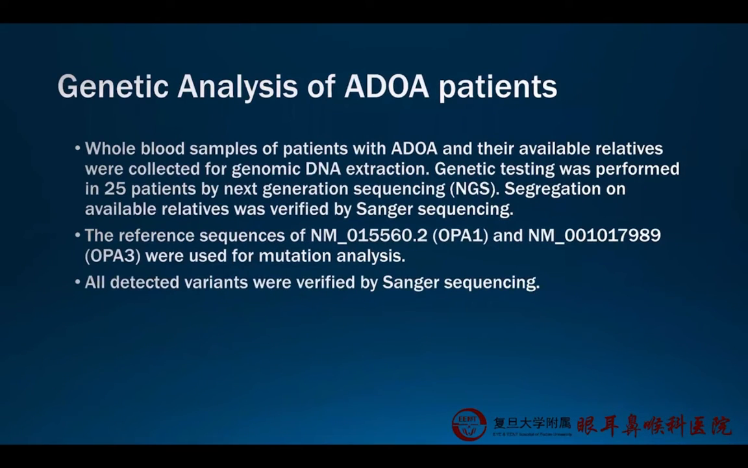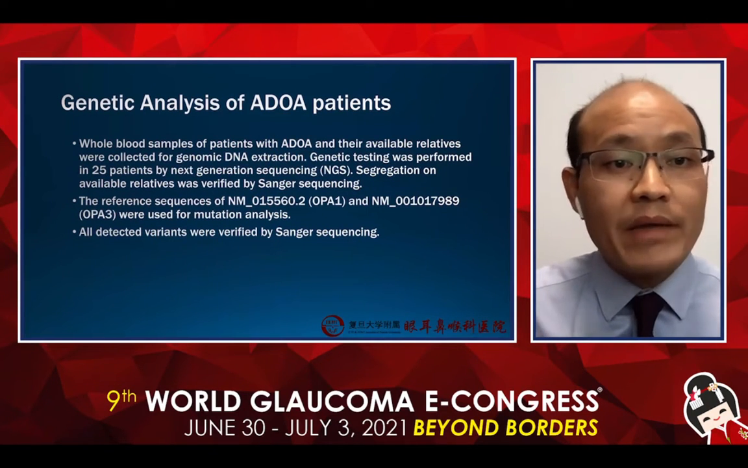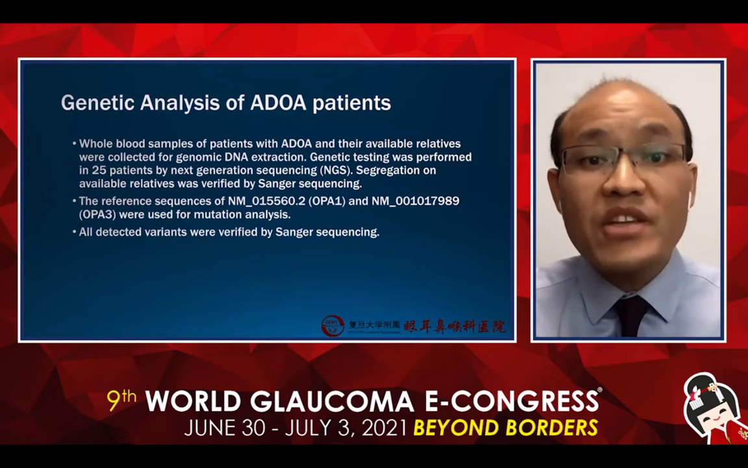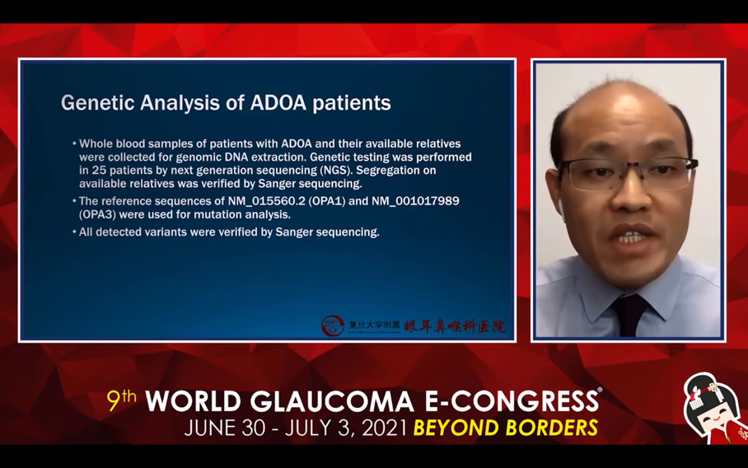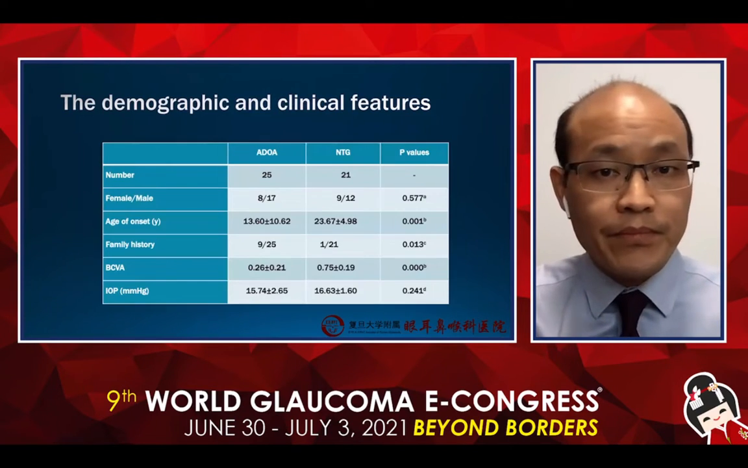As for the genetic analysis of ADOA patients, whole blood samples of patients with ADOA and their available relatives were collected for genomic DNA extraction. The genetic test was performed in 25 patients by next generation sequencing, NGS, and all detected variants were verified by Sanger sequencing.